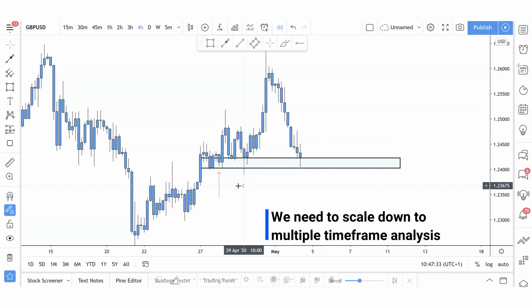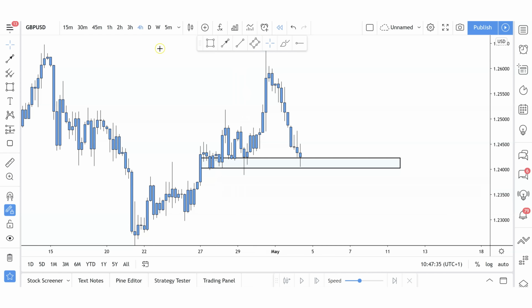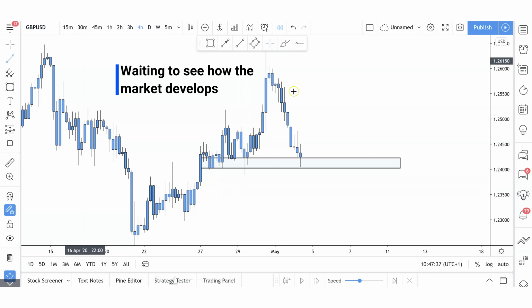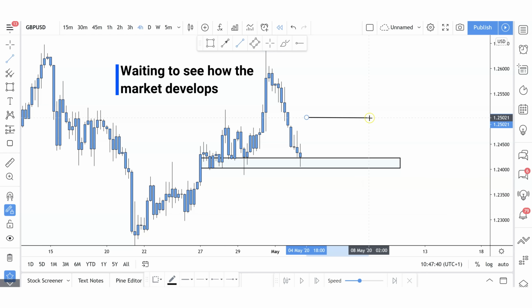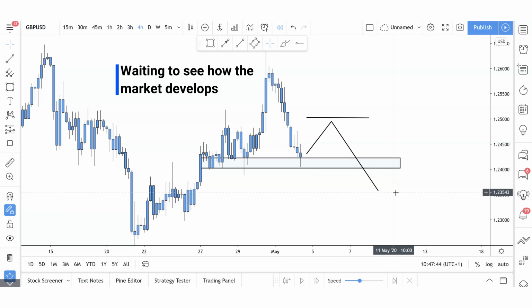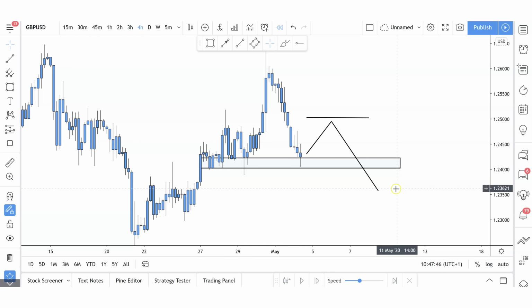Now, what we're going to be looking for here is 2 things. We're going to be waiting to see how the market develops. Is the market going to pull back to create a lower high formation before continuation? If so, we need to make sure we take advantage of a trading opportunity that allows us to either win our trade or manage our trade to break even, just in case it does this.